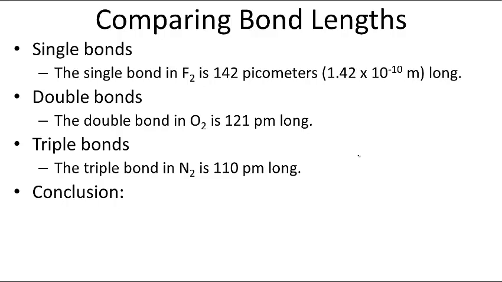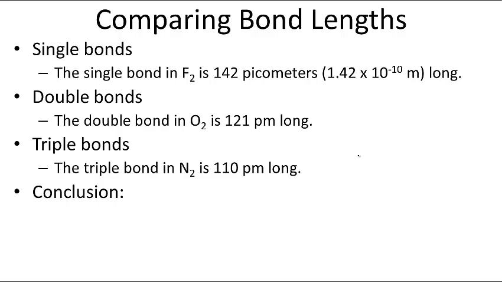So we're not going to get into the ways that we measure bond length. There's a couple of different ways. It's really esoteric to me. It's strange. But we can measure a single bond in fluorine as 142 picometers. Double bond in oxygen is 121. And a triple bond in nitrogen is 110.